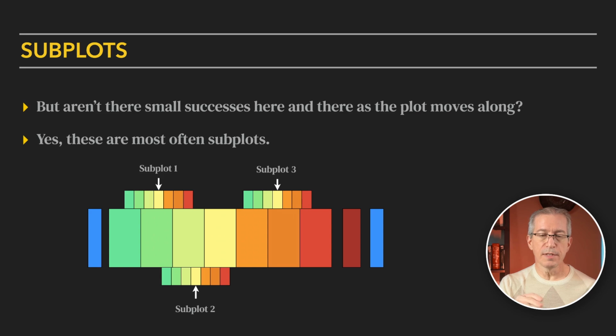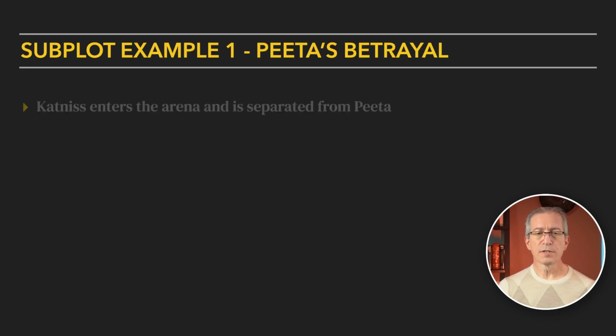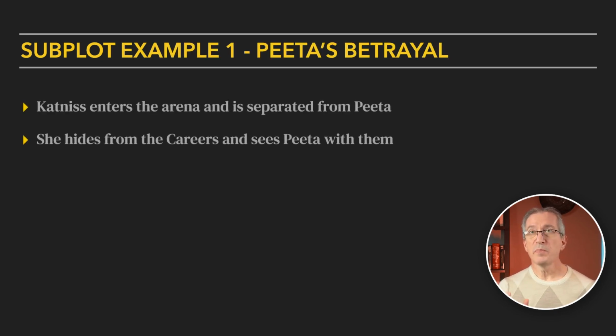And note that these can be interwoven with one another, perhaps, and will definitely be interwoven with the main plot. They shouldn't exist if they aren't involved somehow with the character trying to achieve the main story goal. So let's cover some examples. Example 1 is Peeta's betrayal.